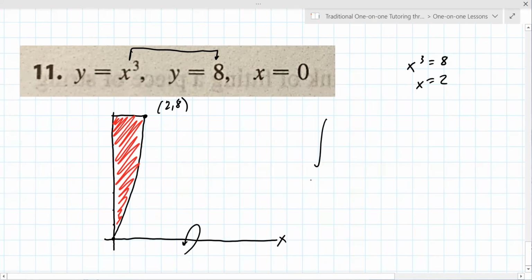So it's the integral from 0 to 8, your y bounds, 2 pi y, because it's the distance from the x-axis. But your height this time is right minus left. The problem is this is not solved for x, so we're going to solve for x. x is y to the 1/3 power. So it's y to the 1/3 power minus, in this case, 0, because the axis is 0, dy.